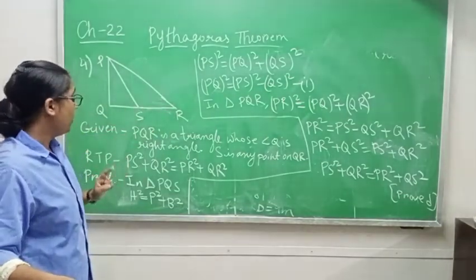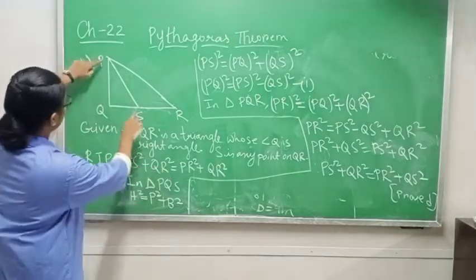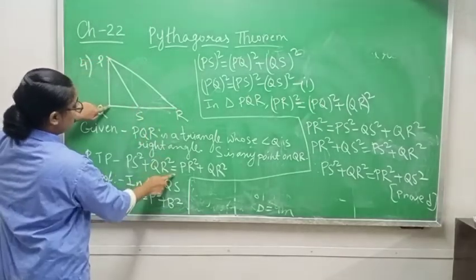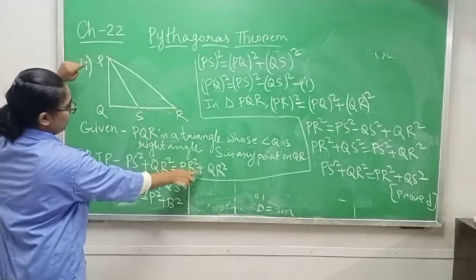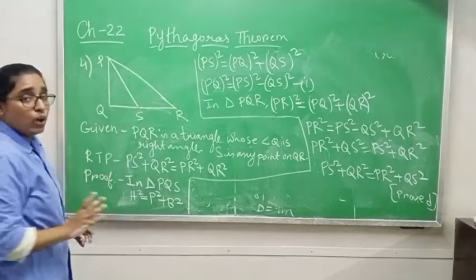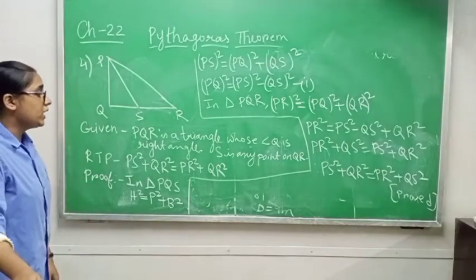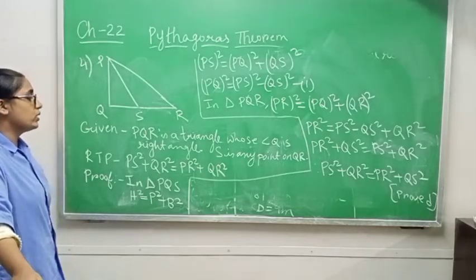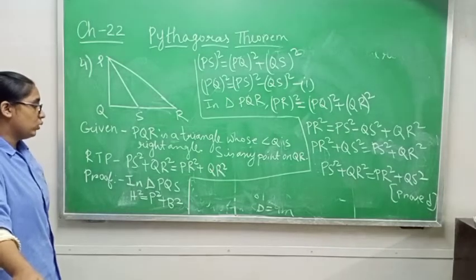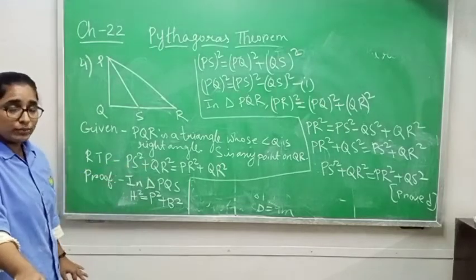We have to prove PS square plus QR square equals to PR square plus QS square. Now how you will prove? First of all, in the given part, what is given to you? That PQR is a triangle whose angle Q is right angle. S is any point on QR. Okay, this much given. In RTP, required to prove, you have to prove this.